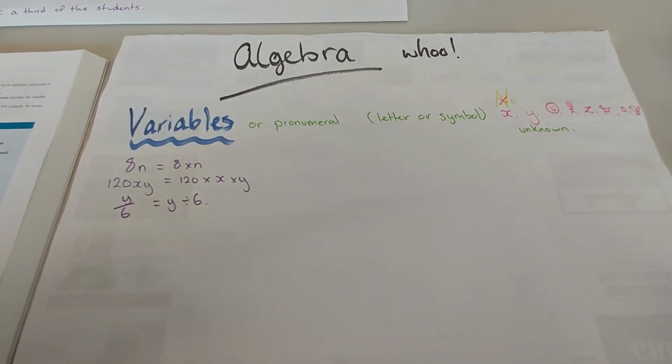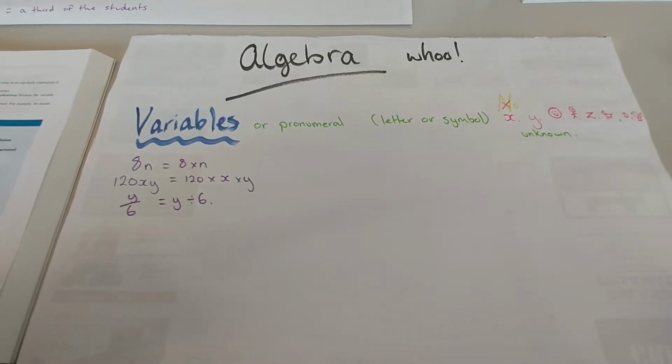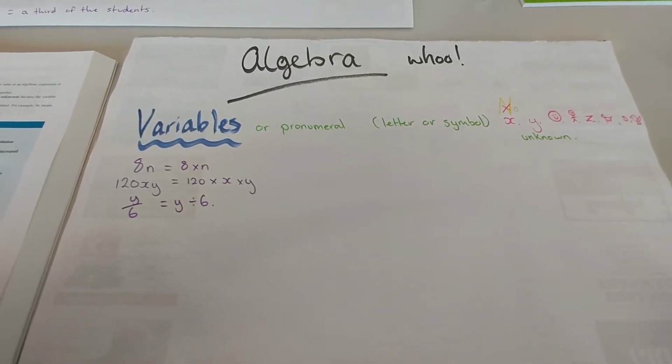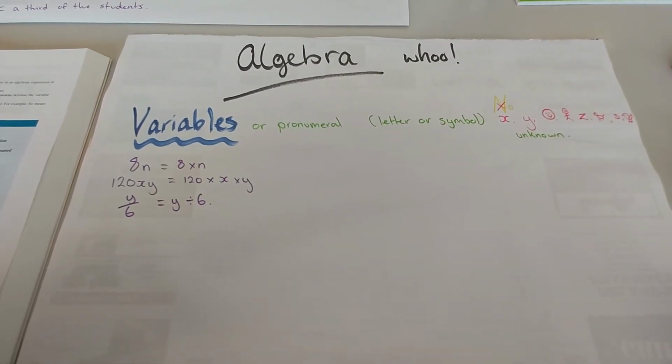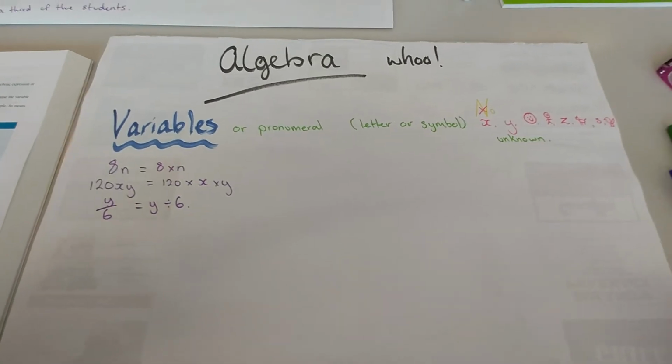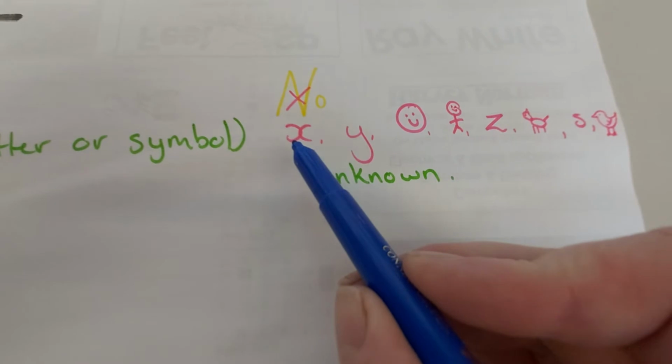So when we're looking at algebra, we often talk about variables, okay? A variable, sometimes called a pronumeral, is just a letter or a symbol to show something that you don't know. So I've got some examples here. I've got a beautiful curly X.